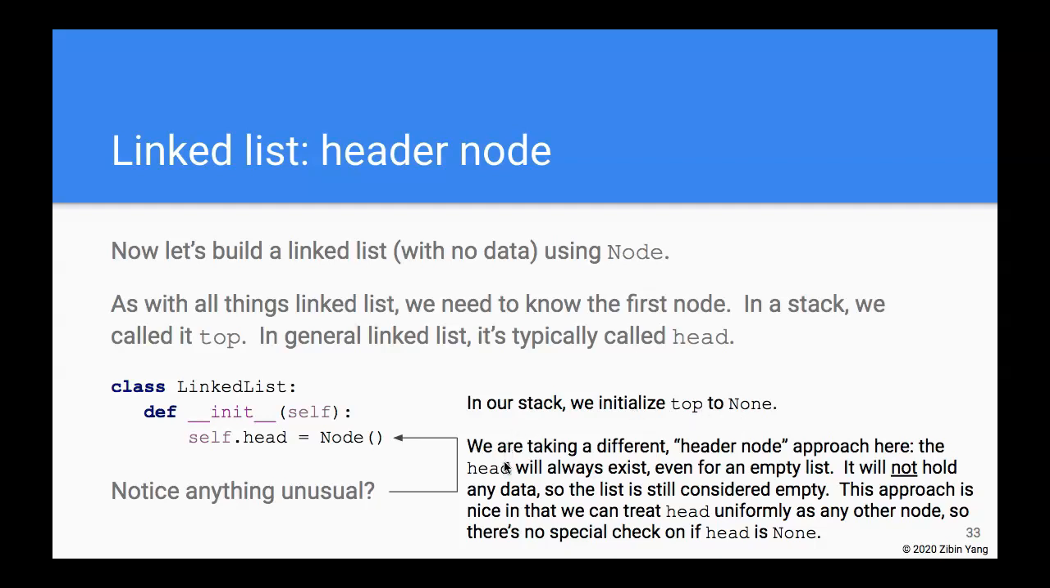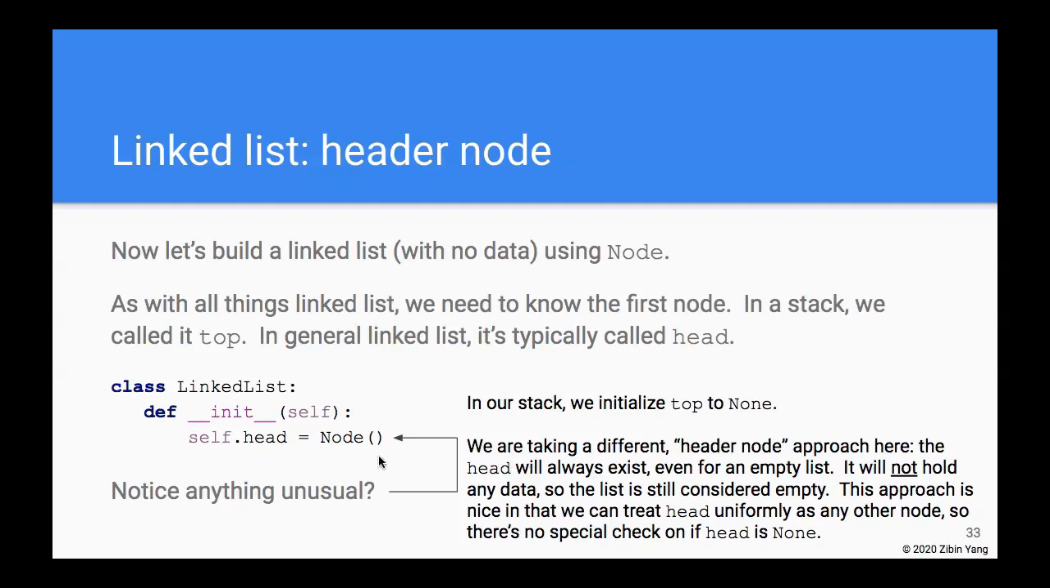Here we are doing something different. We're taking this header node approach, where the head node will always exist, even for an empty list. However, it will be different from the rest of the nodes in that it will never hold data. So even though there is a node here, this linked list initially is still considered empty.